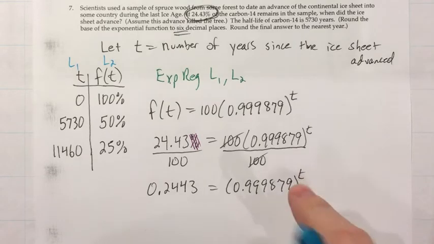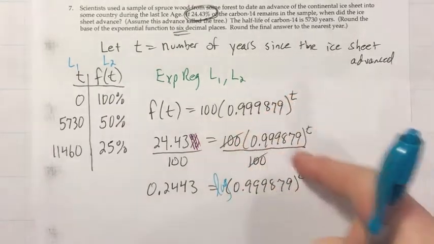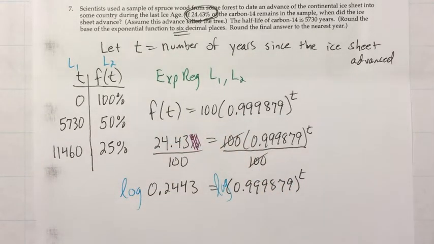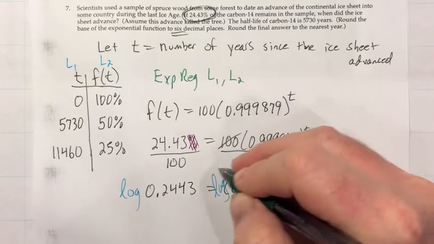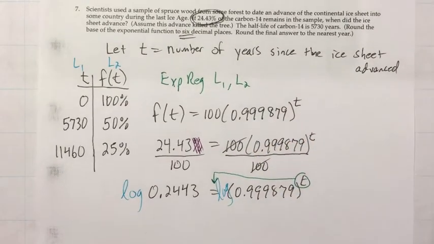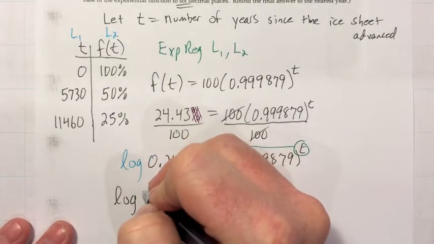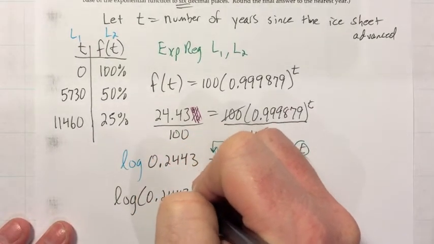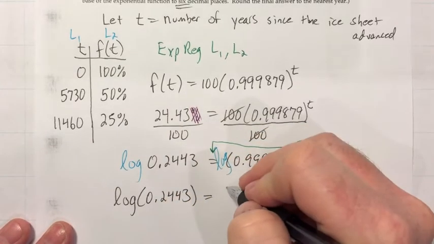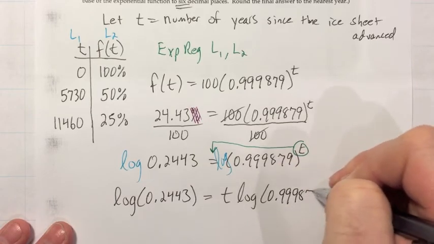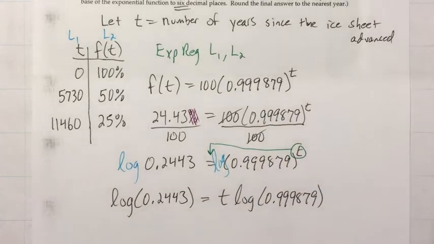We want to get that t down. So if there was a log here, we could bring the t down. So we go ahead and put a log there, or take the log of this side. To keep this equation equal, we have to take the log of the other side as well. The reason we're doing that log is because then the t can get moved to the front, so that's what I'm going to do in the next step. So next line, we have log of 0.2443 equals, the t will move to the front.